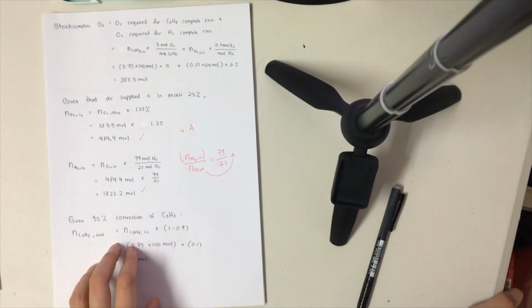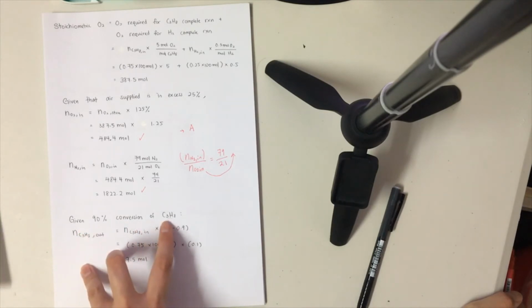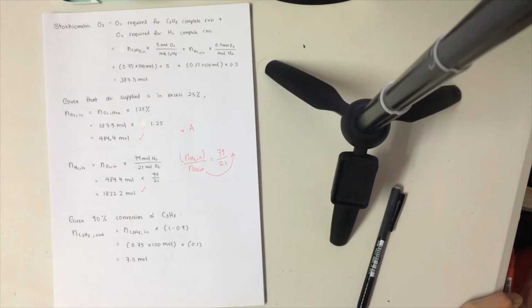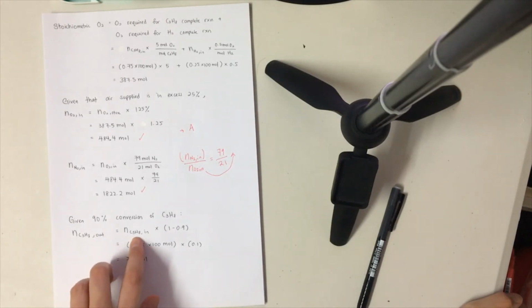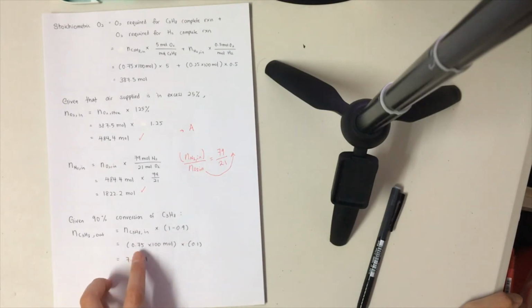Okay. Next, we know that 90% conversion of propane is achieved, meaning to say there's 10% of propane that comes out. So the propane that comes out is the propane that goes in multiplied by 10%, which is 1 minus 0.9. Make sense? Substitute the values in and you get 7.5 mole.